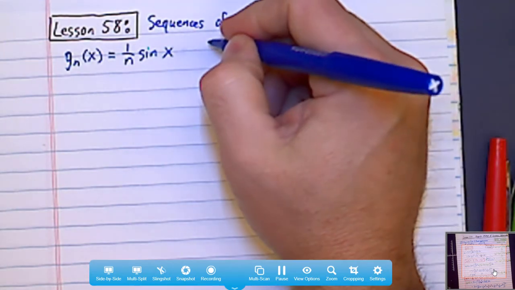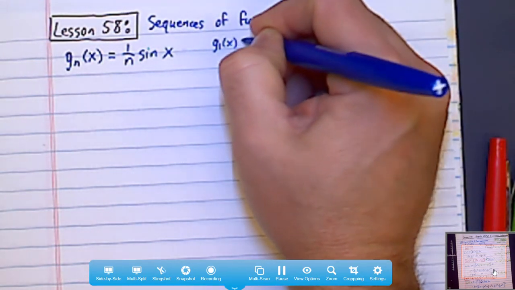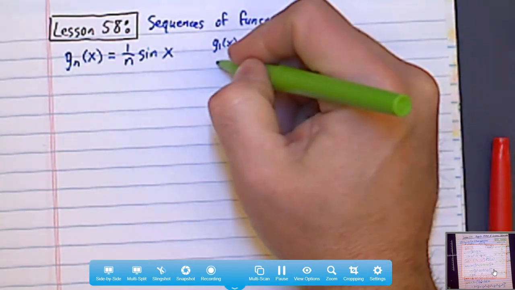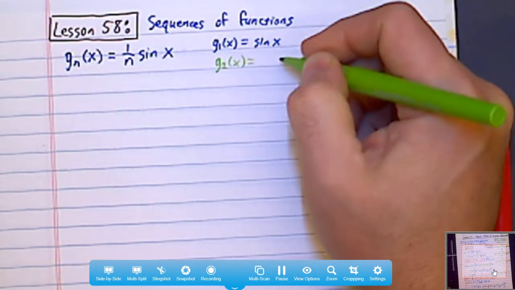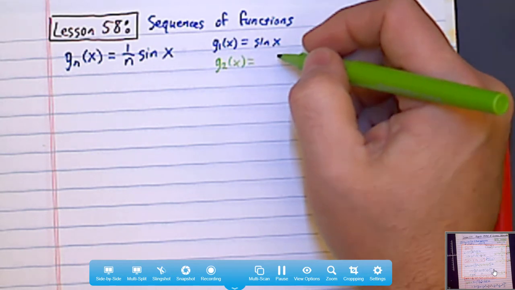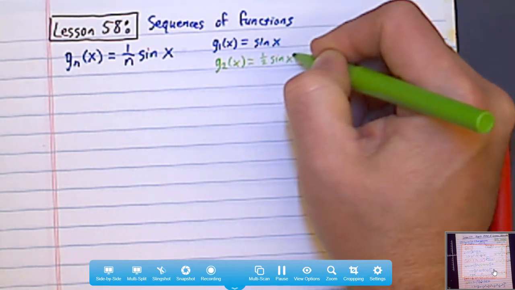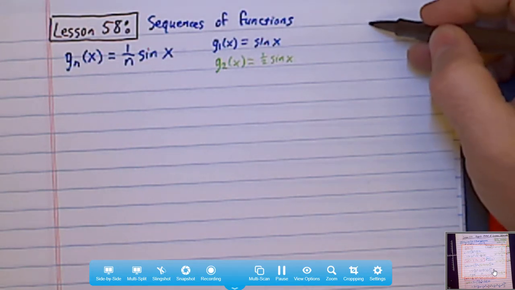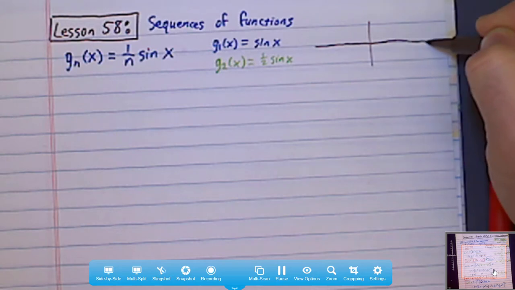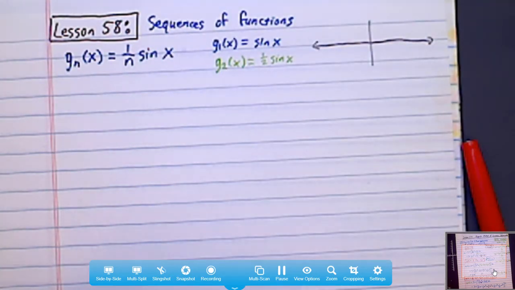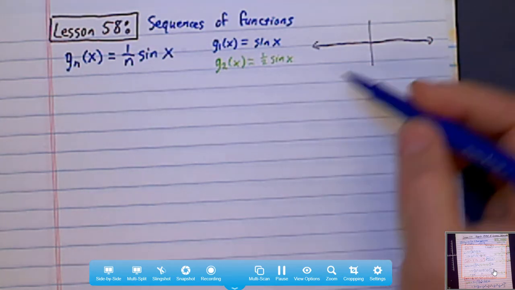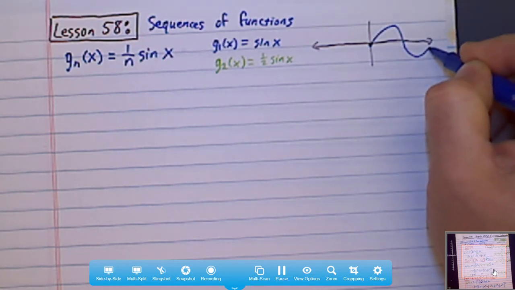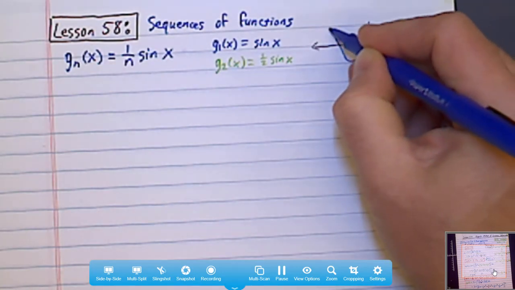So what do I mean by that? Well, for example, g1 of x is sine of x. And then g2 of x, I guess it would be 1/2 the sine of x, right? So what I'd like to do here is graph some of this. I'm going to use a coordinate system over here. The nice thing about these functions is that we're very familiar with them. Sine of x is a wave that goes through 0, 0, goes as high as 1 and as low as -1, and it's periodic.